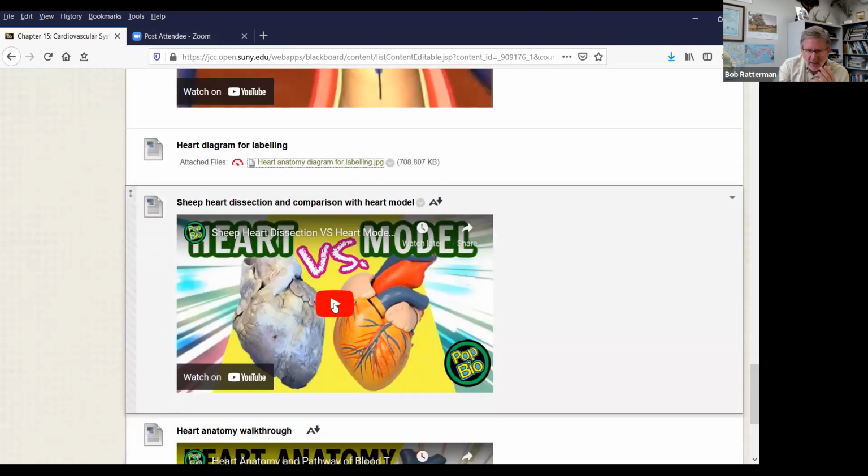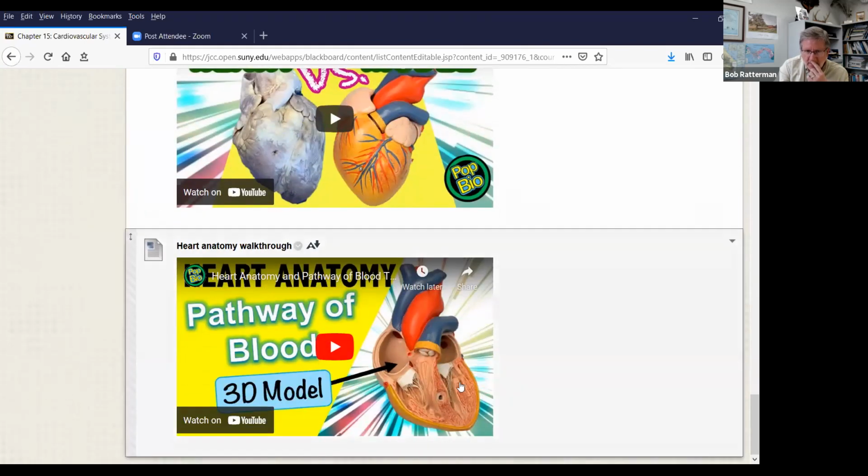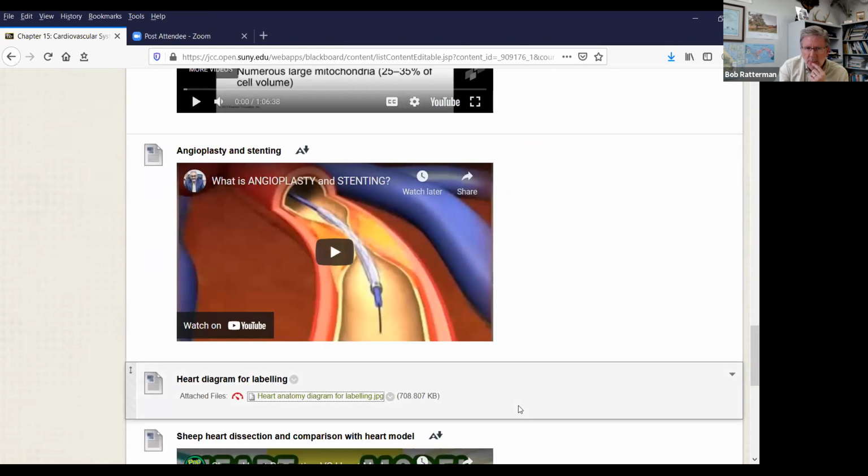This would have been nice to look at. Freya referenced this last week when she was talking about the dissection. And then this walks you through the heart model. So just know that those are there should you want to watch those.